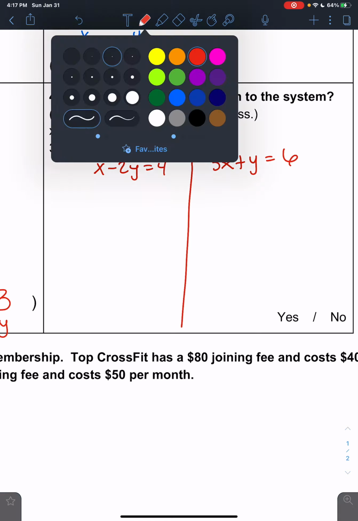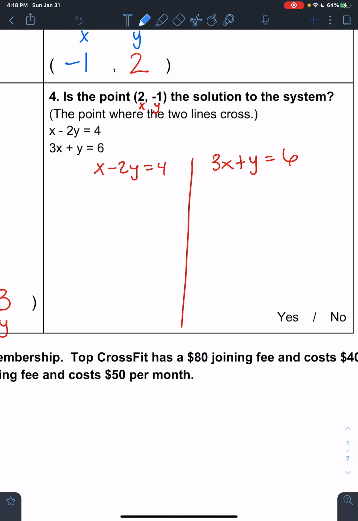And so we take the coordinates for x and for y, and we're going to plug them in. So if x is 2 and y is -1, we're asking if this satisfies the equation. And it shouldn't, because the point wasn't on either line.